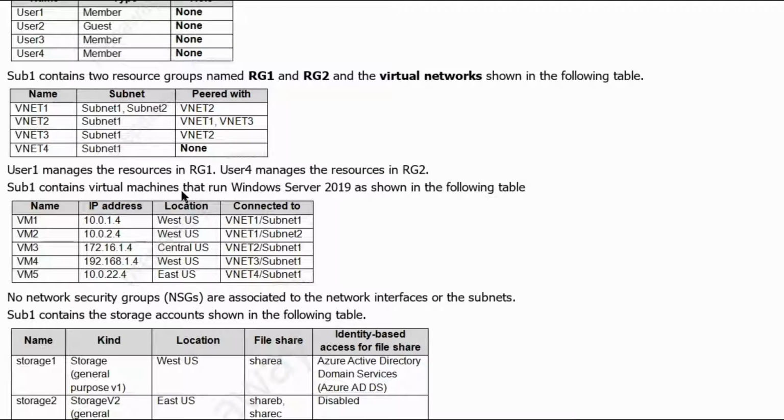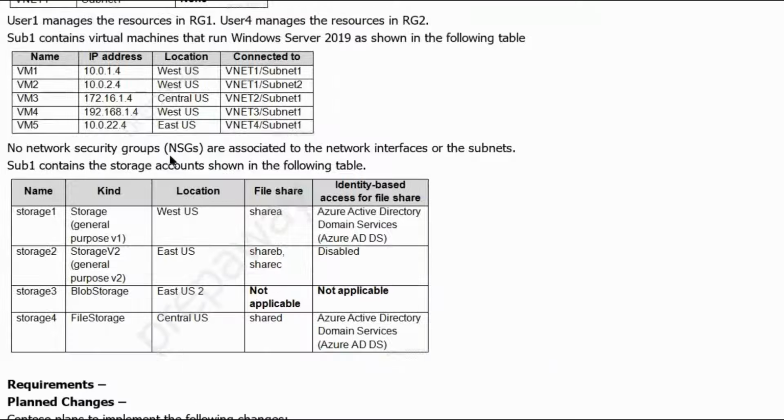Subscription 1 contains virtual machines that run Windows Server 2019 as shown in the following table. No network security groups are associated to network interfaces or the subnets. Subscription 1 contains the storage account shown in the following table.